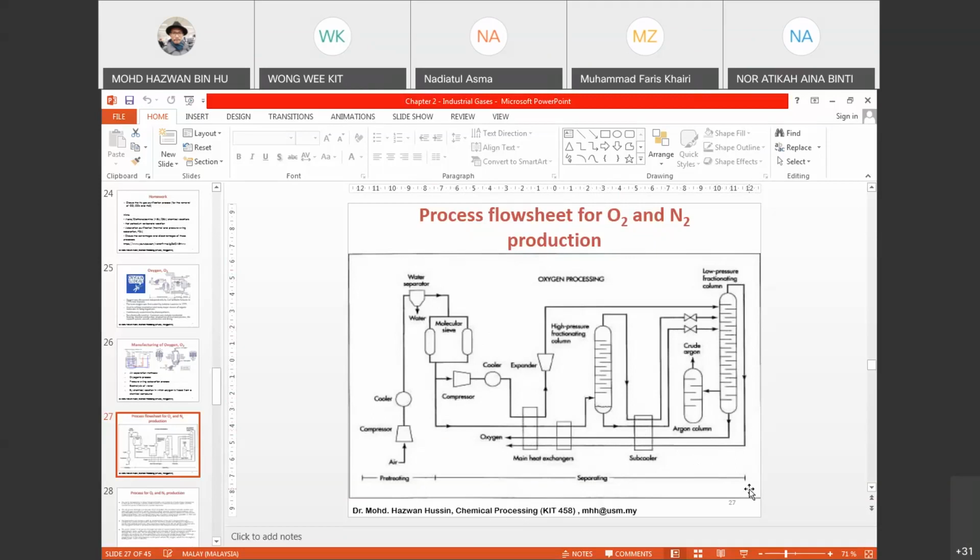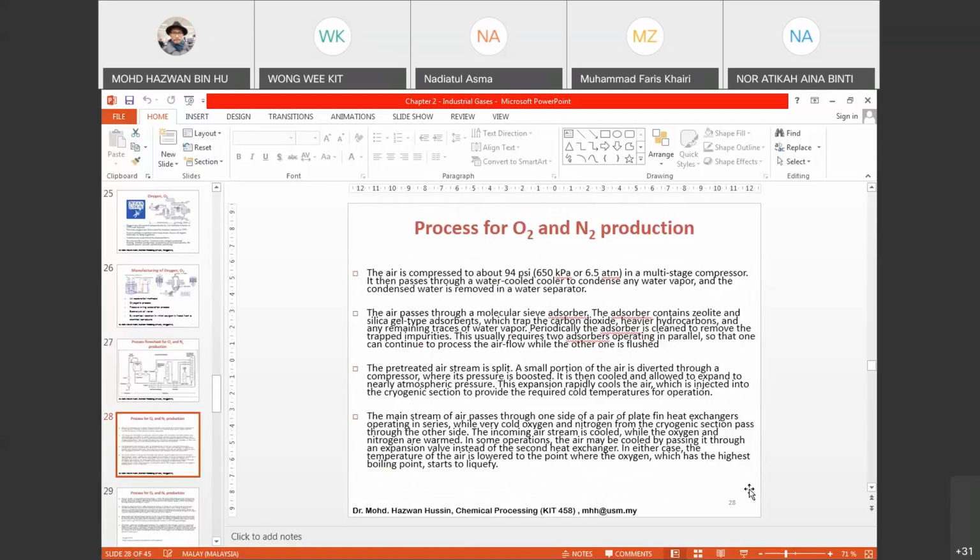So you can actually read the details from one process step until the next. The air is compressed first, to about 94 psi in the multi-stage compressor, and then it passes into a water cooler to condense any water vapor, and the condensed water is removed in the water separator. The air passes through the molecular sieve adsorber. As I said, the adsorber contains zeolite and silica gel type adsorbent, which traps the carbon dioxide, the heavier hydrocarbons, and any remaining trace of water vapor.